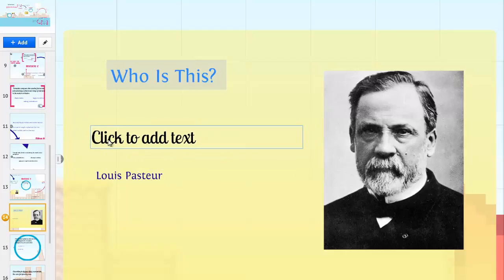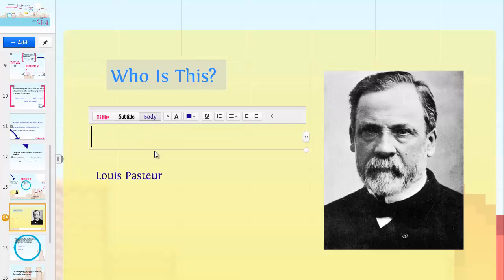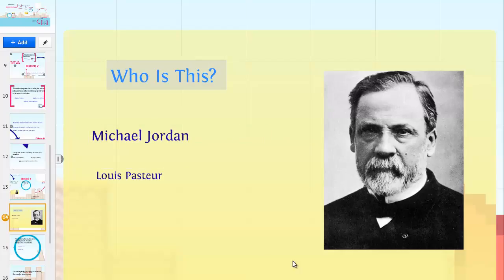And let's do, say I want to change that to body, make it a little smaller. Let's put Michael Jordan. Hopefully the students won't get this correct. And there we go.